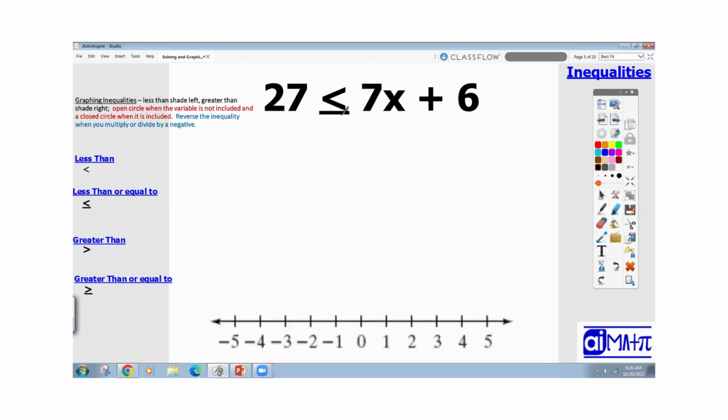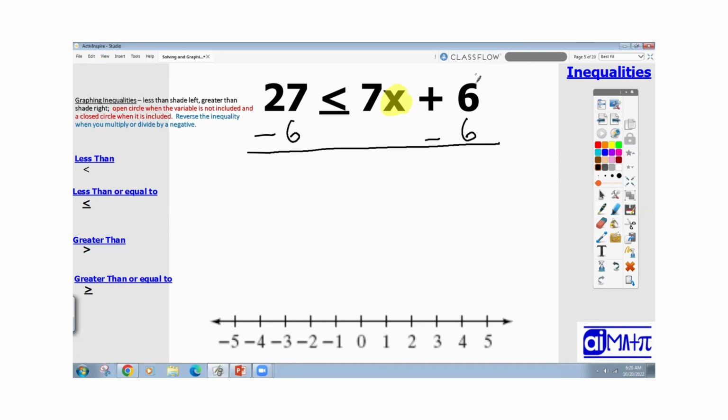27 is less than or equal to 7x plus 6. And again, my focus is on the x. And I want to do the opposite steps in reverse order. The first thing that happens is the x is being multiplied by 7, then adding 6. So I'm going to address the plus 6 first and subtract 6 because that's the opposite.